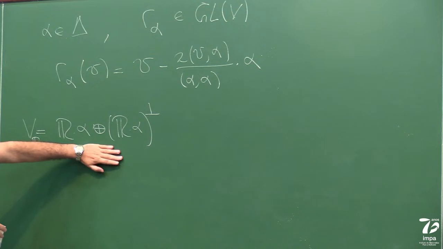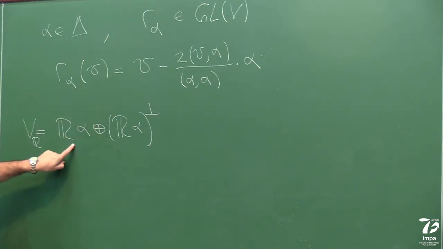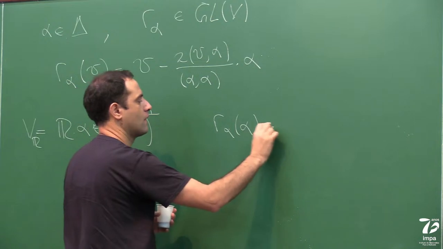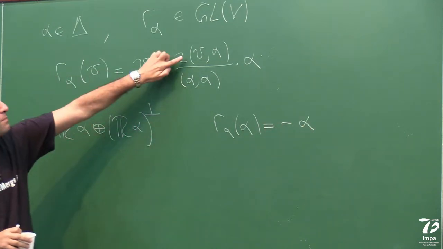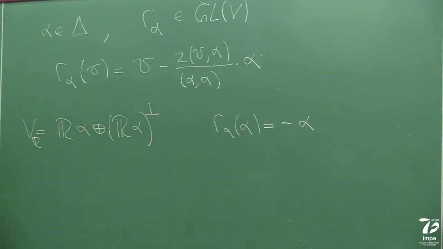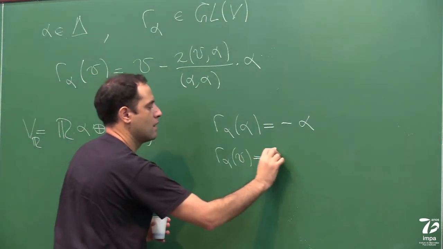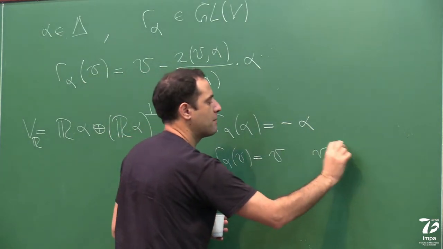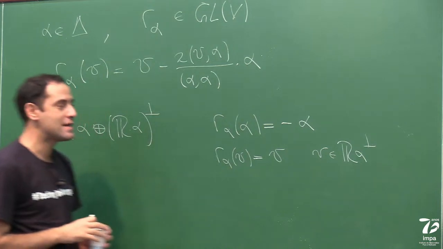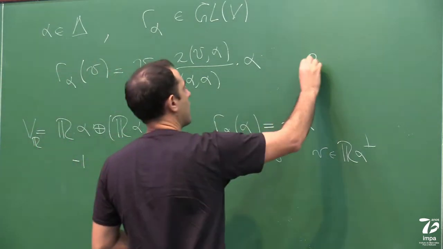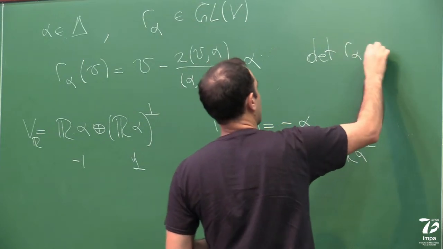So in this breakup, any vector that is here, if you plug in alpha for v, you notice that it's minus alpha, because you just pick up alpha minus twice alpha. And everything that is perpendicular stays the same if v is perpendicular to alpha. So the eigenvalues of R_alpha are 1 in this subspace and minus 1 in this one-dimensional subspace. And therefore the determinant of R_alpha is equal to minus 1.